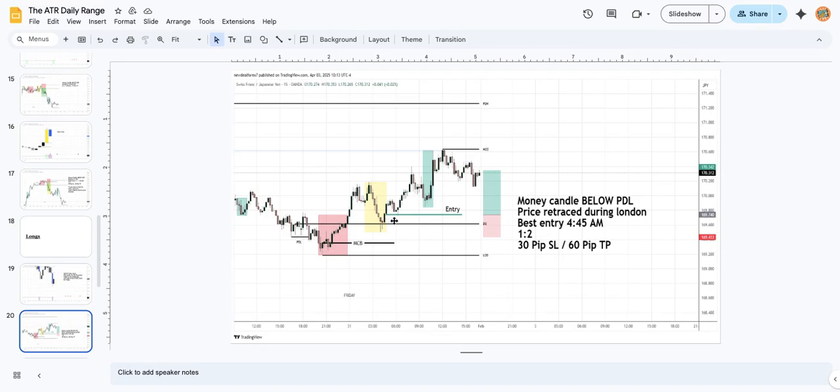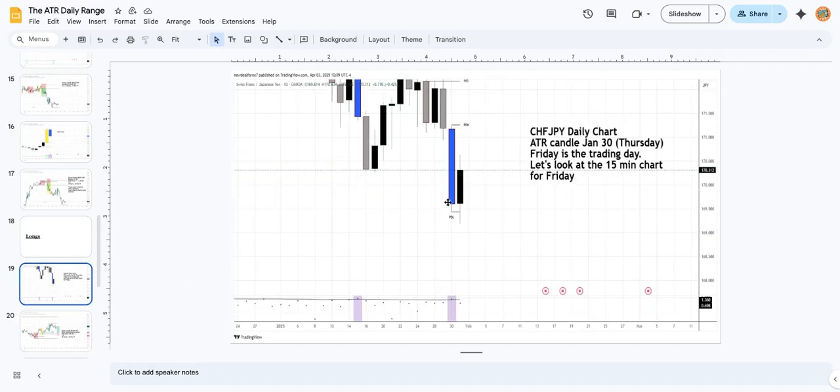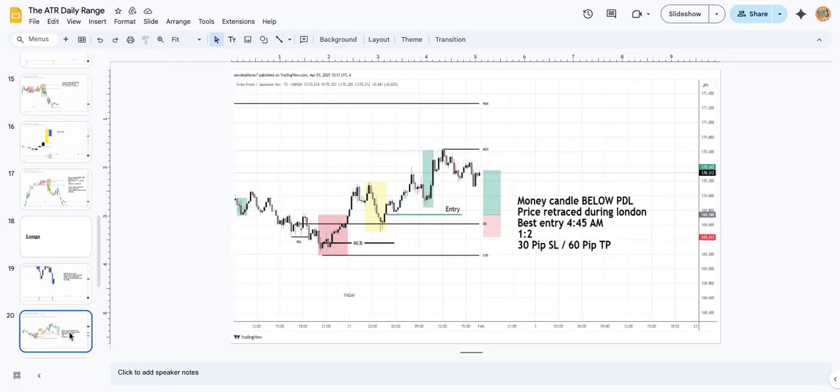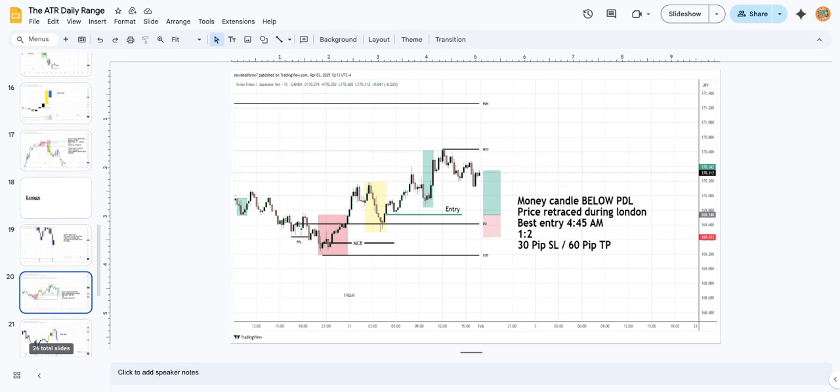All right. But this would have been good for a 30 pip stop loss, 60 pip take profit. It did hit it during the USA session. Done deal. So remember, this day right here was this black candle right here where price just opened, went down, came back up, and then closed. All right. So that was a Friday. Let's take a look at a couple more.